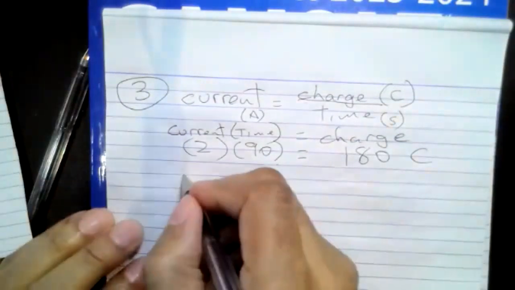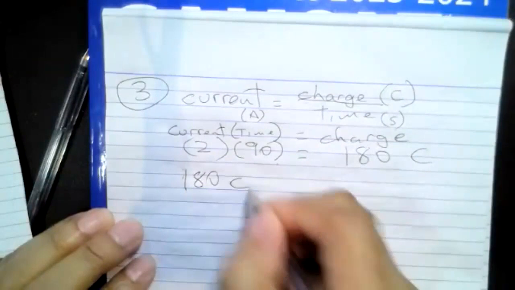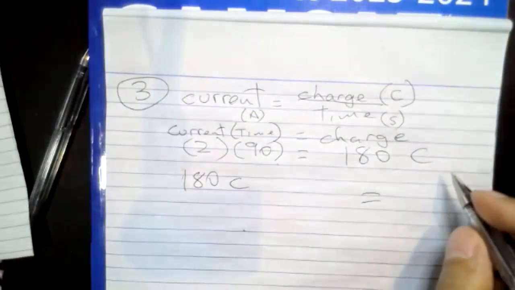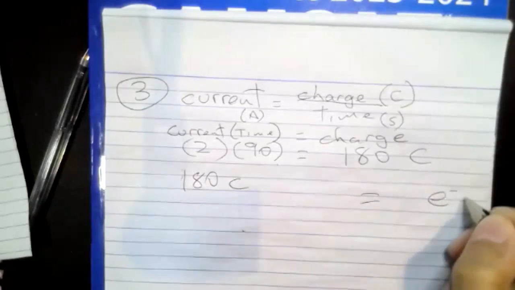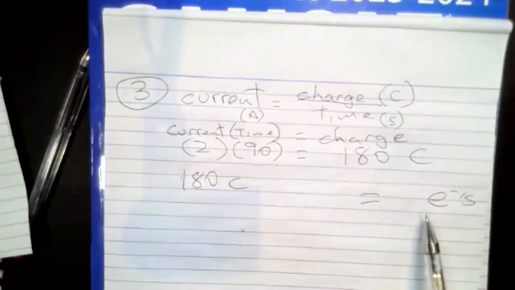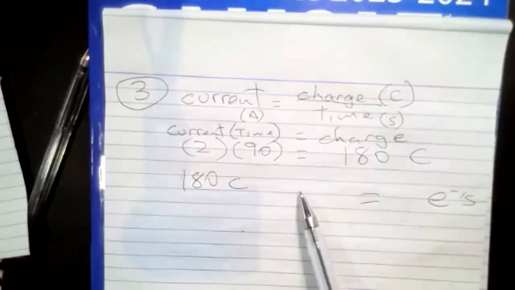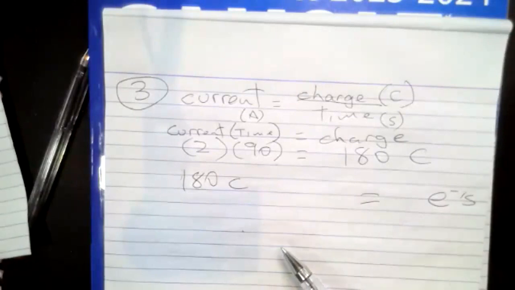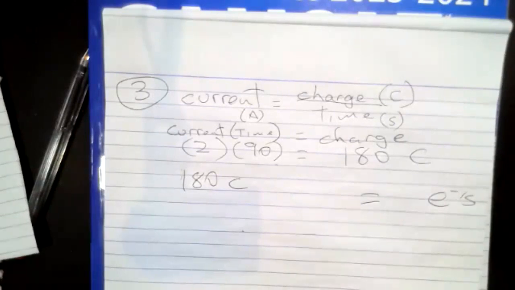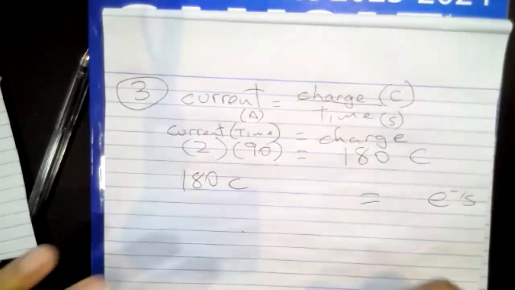I have the charge 180 coulombs, but what I want to know is how many electrons there are. So I'm just going to put this as a symbol for electrons. So this is coulombs. I want electrons. How do I get there? I could multiply this by electrons per coulomb. That's one way to do it. Multiply this by electrons per coulomb. And how many electrons per coulomb do I have?